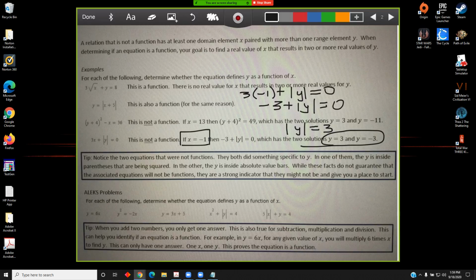So once again, we have one x, one input, leading to two y's, two outputs. For that reason, this equation is not a function.